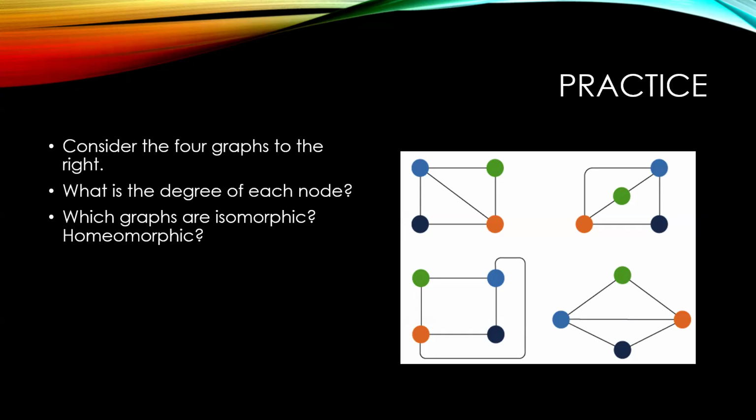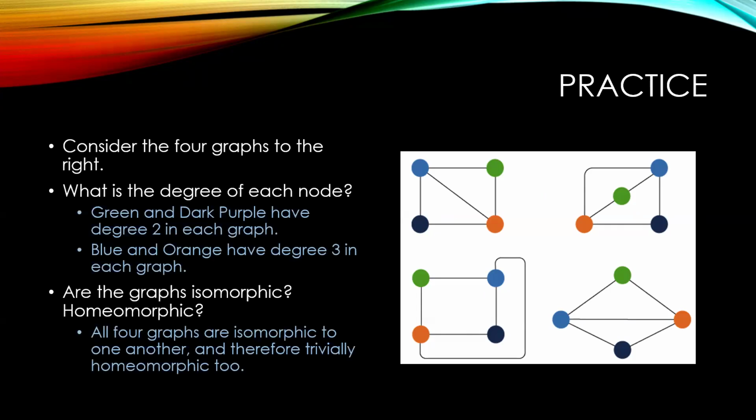What's interesting about this one is when you look at them, it turns out all four of these graphs are the exact same graph. Looking at them, the blue and orange dots are each connected to all of the other nodes. The green is only attached to the blue and the orange.